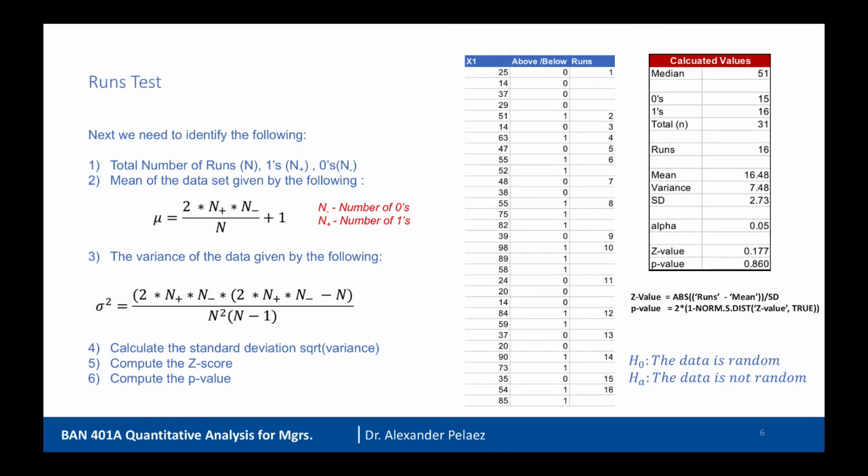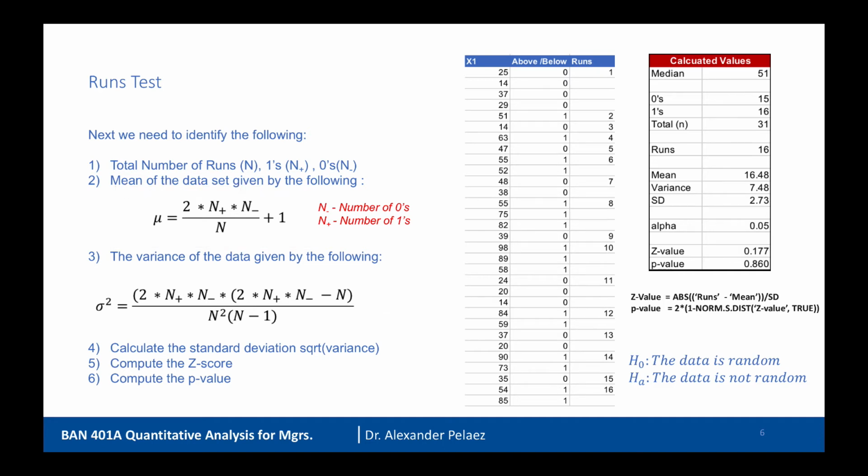Next, we need to identify the total number of runs above and the number of runs below the median, which we've classified as ones and zeros. The mean of the data set is given by 2 times the number of runs above times the number of runs below, divided by n plus 1. Now, this mean is actually the expected number of runs, and that's what we're referring to here as the mean.